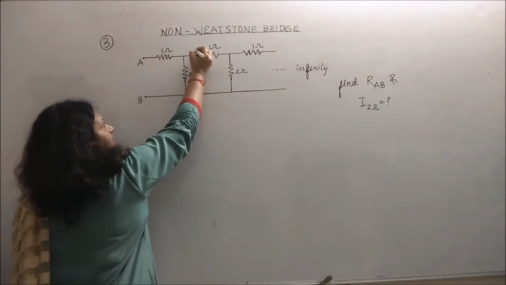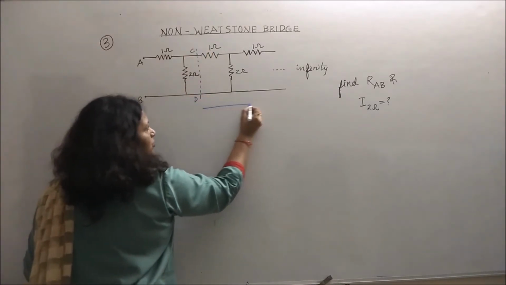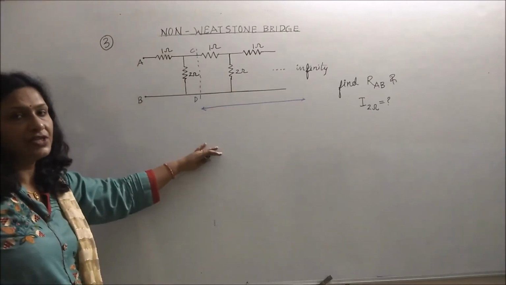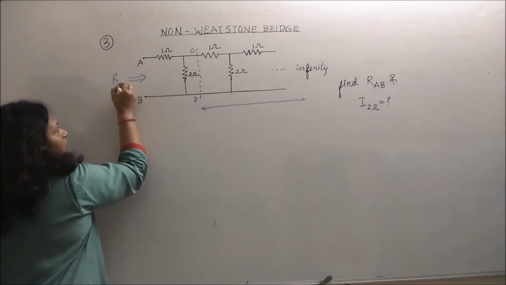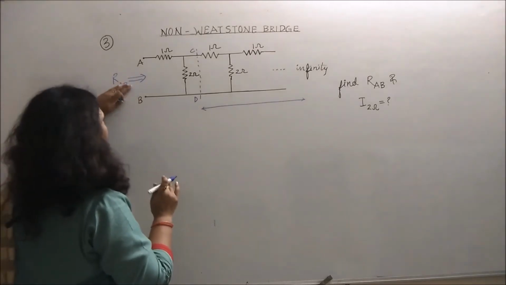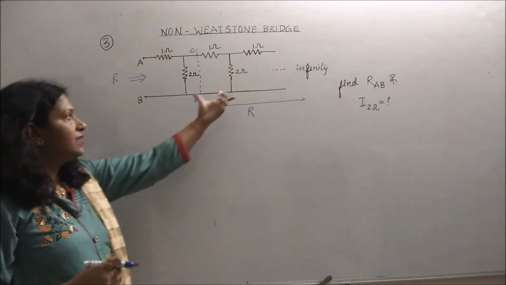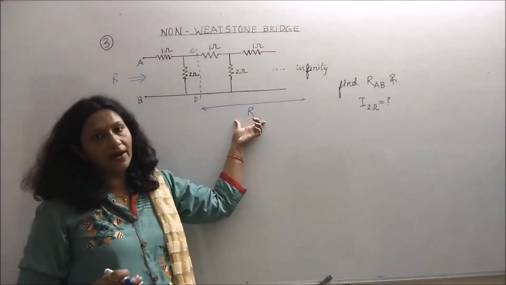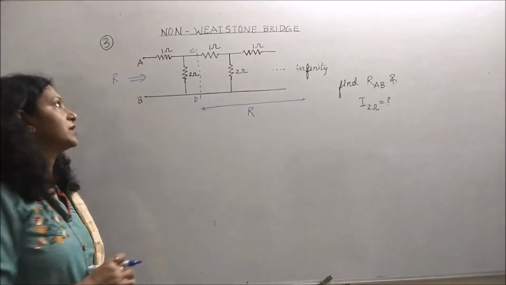Suppose these are the nodes C and D. From this point to infinity, the resistance will again be the same as the total resistance of the circuit. Suppose the total resistance of the circuit is RAB, or you can say R, then assume that from this point to infinity the equivalent resistance is again R. By assuming this, you have to solve such type of circuit.